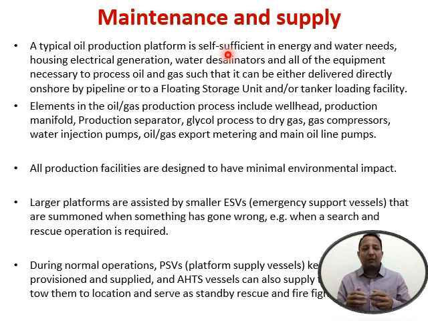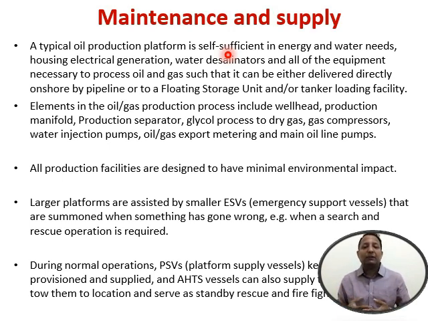And the next thing is that elements in oil and gas production include the wellhead. There are some elements and terminologies which are very commonly used in industry. That is wellhead, production manifold, production separator, then glycol separator, dry gas, gas compressors, then the water injection pumps and oil and gas export metering, and there is a lot of equipment for the oil and gas. So again, this is not a part of the HVAC, it's just terminology used in the industry, so you should be aware of it.